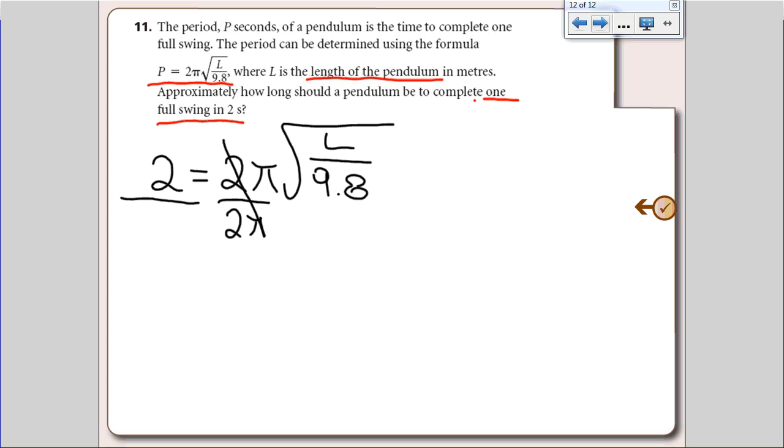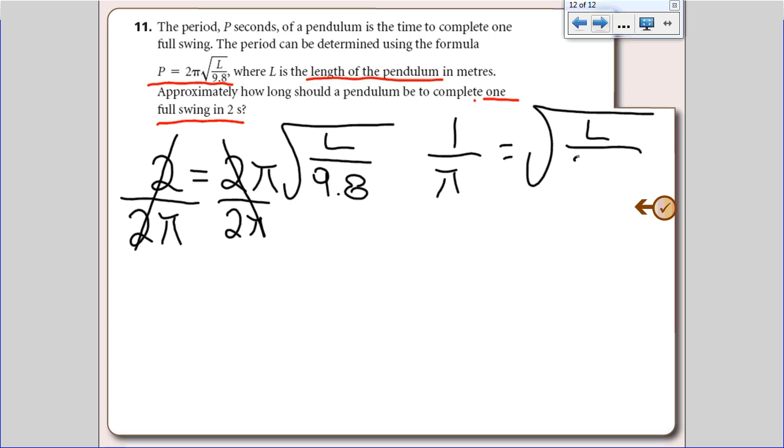Now what do you have to do? Square both sides. So the square cancels out. That square is going to apply to both the 1 and the pi. So it's 1 over pi squared. Remember, 1 squared is just 1. Is equal to L divided by 9.8. How do you get L by itself? Times both sides by 9.8. L is equal to 9.8 divided by pi squared.